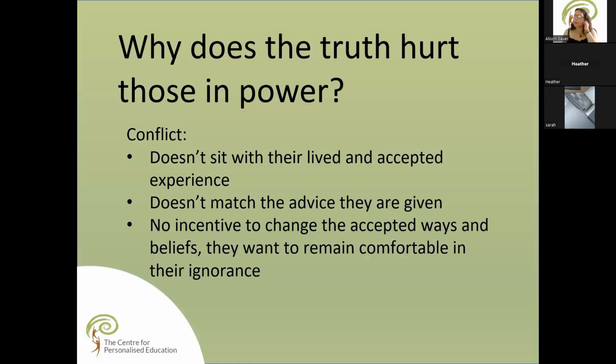Okay, so the truth does hurt people in power, because it creates a dissonance with them. If it doesn't sit with their lived and accepted experience, it's very difficult. If it doesn't match the advice they are given, so MPs get advised by people, and sometimes they get advised wrongly, and there isn't an incentive to change the accepted ways and beliefs. They want to remain comfortable in their ignorance, and we have to make them uncomfortable by telling the stories of why we home educate and how good it is. And possibly how much our children have suffered at school, if they have suffered at school.